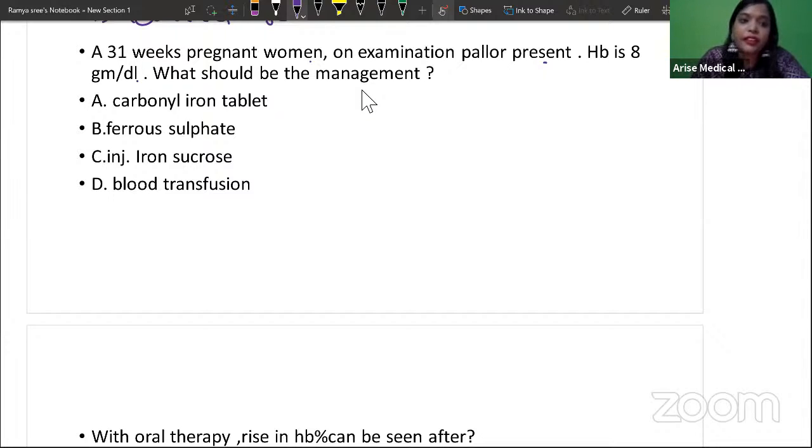Carbonyl iron tablet, ferrous sulfate, injection iron sucrose, blood transfusion. Ferrous sulfate is given free by the government. Carbonyl iron is the best oral preparation with the least GI side effects.